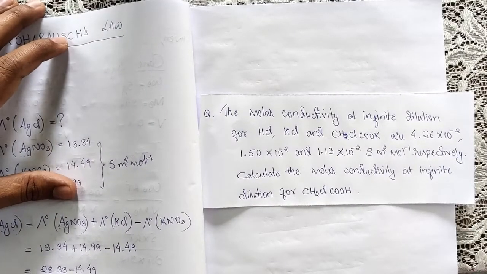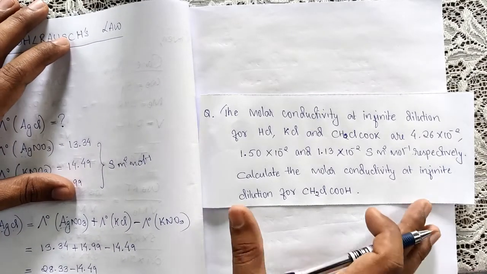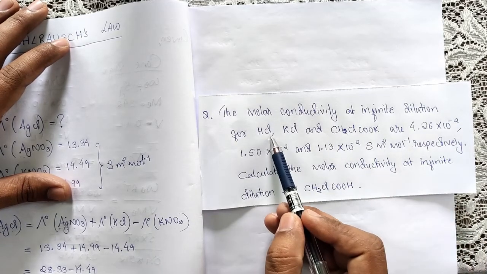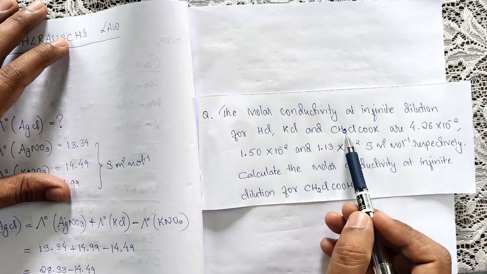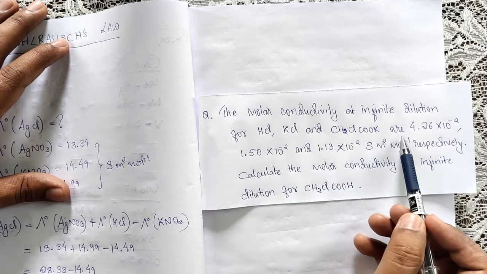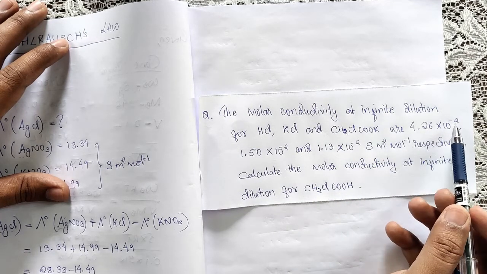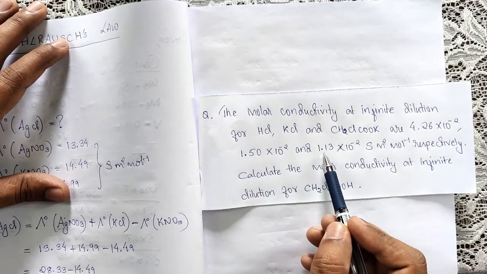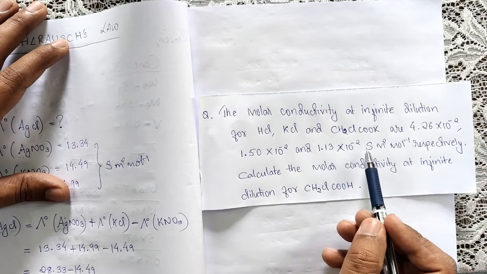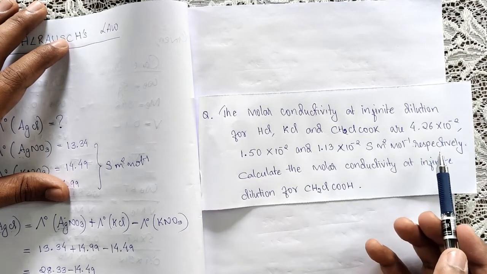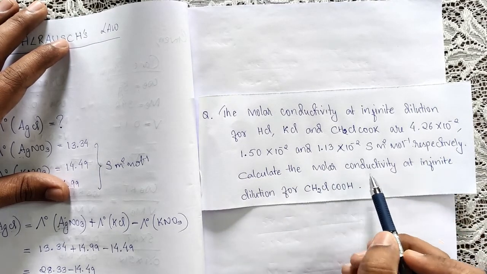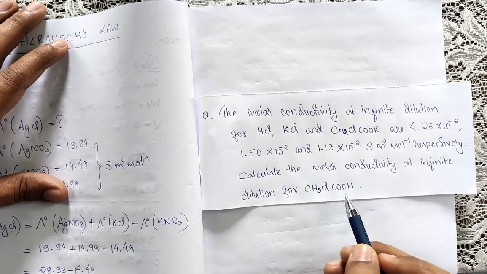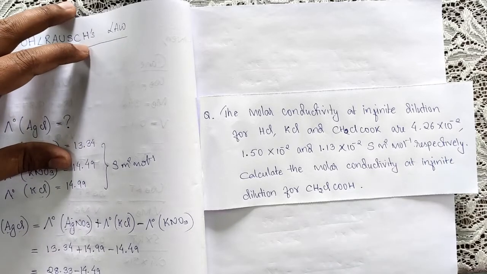So now we shall solve our next problem. The molar conductivity at infinite dilution for HCl, KCl and CH2Cl COOK are 4.26 into 10 to the power minus 2, 1.50 into 10 to the power minus 2 and 1.13 into 10 to the power minus 2 Siemens meter square per mole respectively. Calculate the molar conductivity at infinite dilution for CH2Cl COOH. So I'll write down the givens.